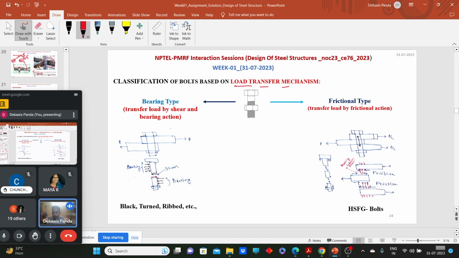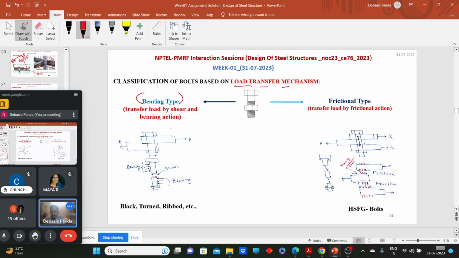If you have a clear understanding of how the load is transferred in bearing type bolts, and how the load is transferred in frictional type bolts, then the design procedure and the rest of the design class will be very easy for you. First we will try to understand the bearing type of bolt, where the load is transferred by shear and bearing action. Now why am I saying shear and bearing action?